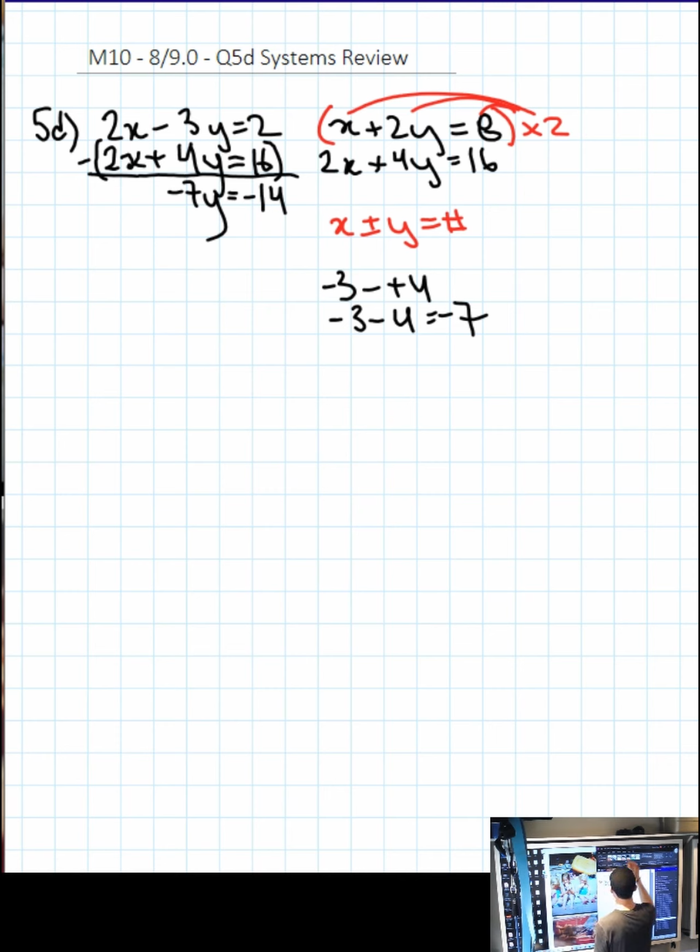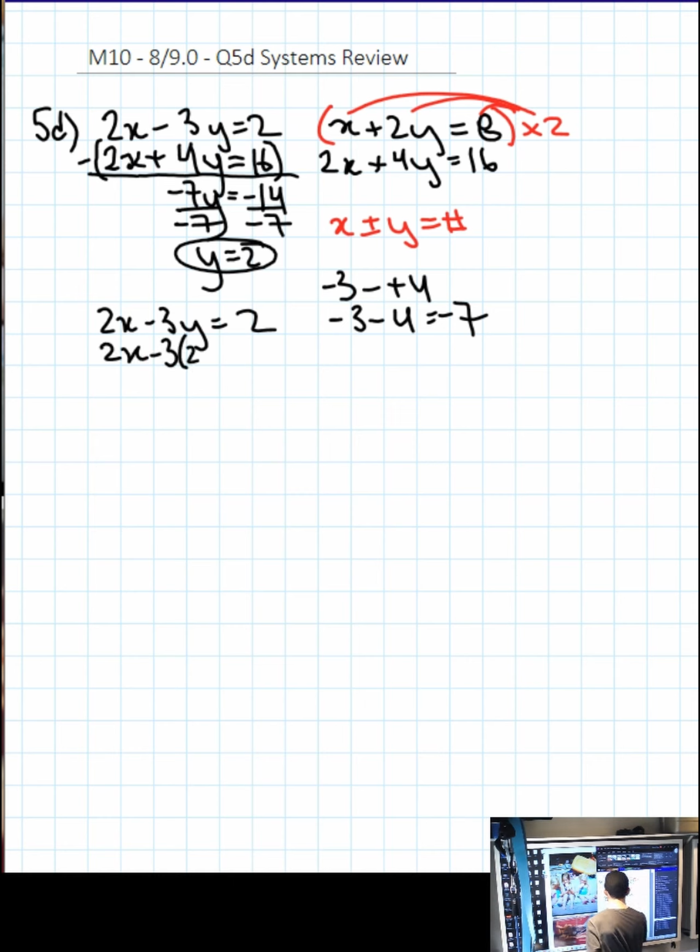So we can divide both sides by negative 7, and we get y equals positive 2. We can then take the easier of the two equations. It doesn't matter. I'm going to write it down below. And we can take the y value, substitute in for y, and solve for x. 2x minus 3 times our y value we just figured out.